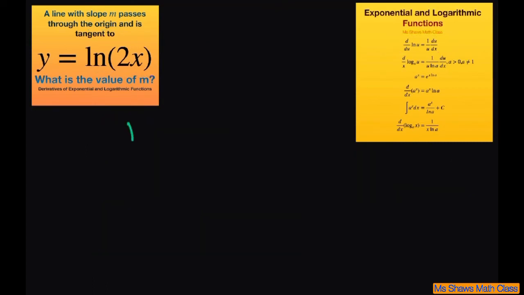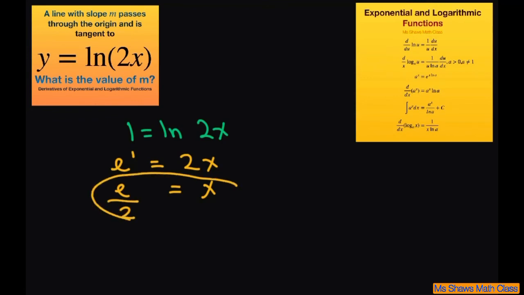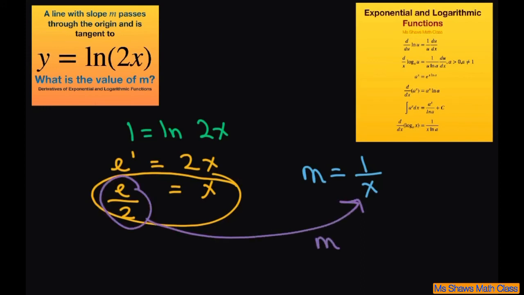1 equals ln of 2x. Now I'm going to write this in exponential form. So we have e to the first power equals 2x. Therefore x equals e divided by 2. That's your x. Our slope was m equals 1 divided by x. So substituting in our x into this x, we get m equals 1 divided by e divided by 2. Just move this 2 up here. So finally, your answer is m equals 2 divided by e.